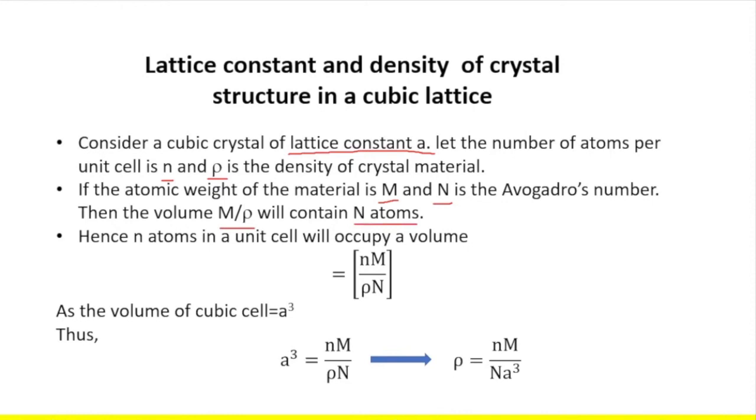So if there are n atoms, then the volume of the cell which will be occupied by these n atoms will be nM upon rho N. As the lattice constant is a, the volume of the cubic cell will be a cube, and thus the two values will be the same, and thus we will have a relation between the lattice constant and the density of the crystal structure.